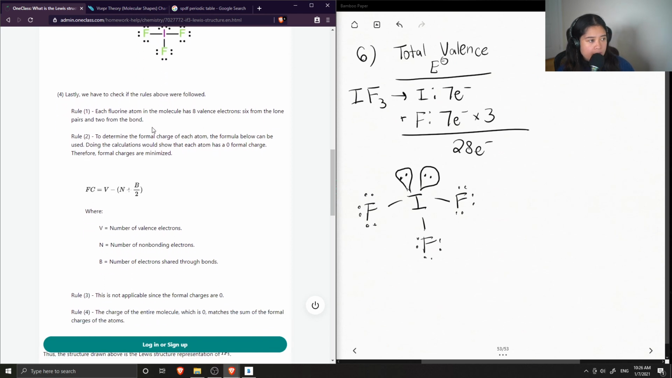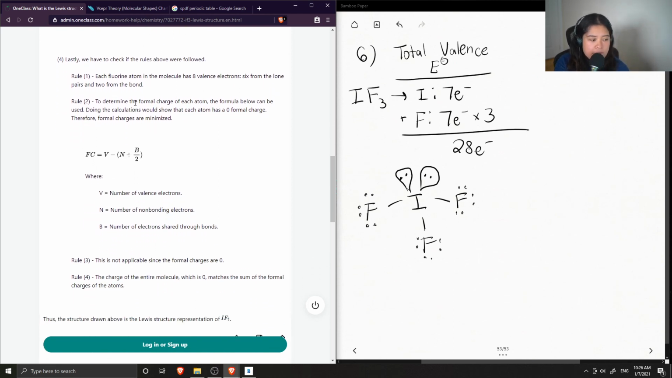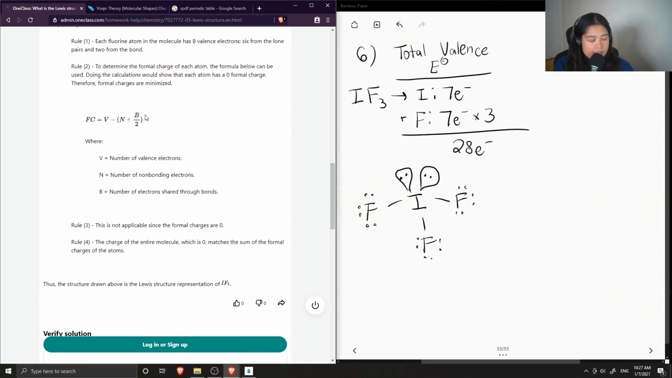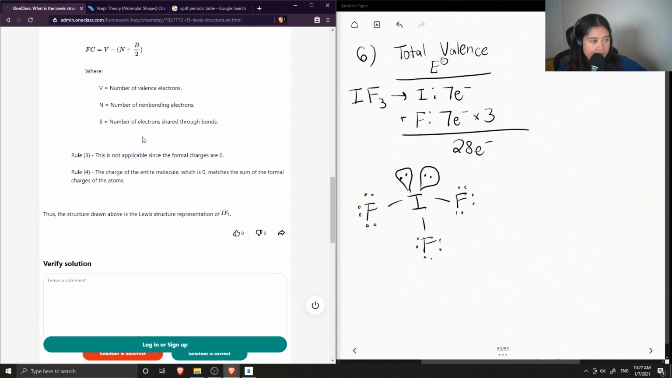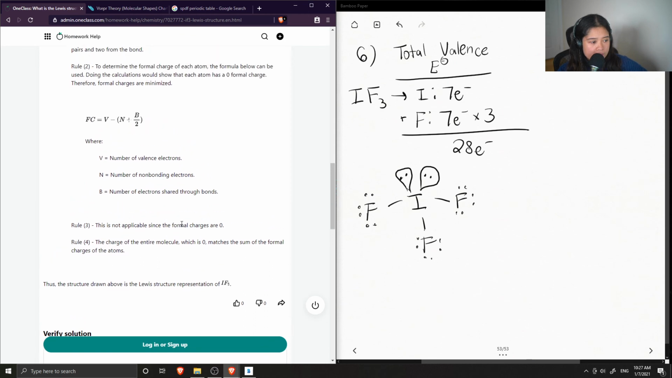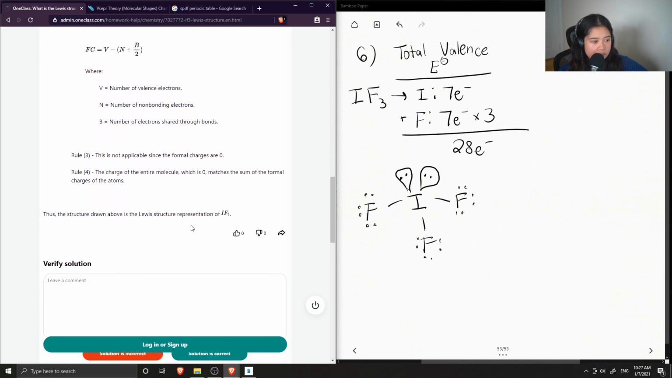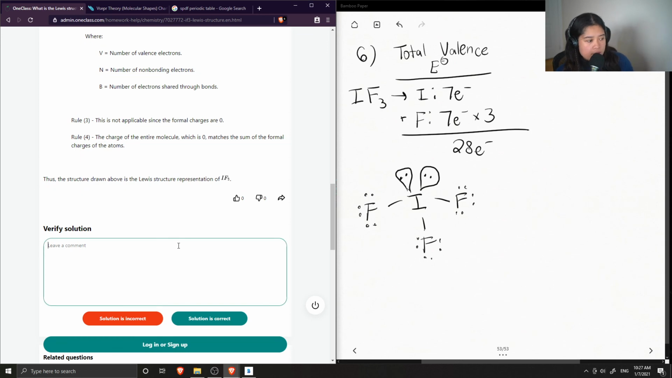Okay, so lastly, they calculate formal charge, which is also a good practice as well. So the equation for formal charge is equal to the number of valence electrons minus the number of non-bonding electrons minus the bonding electrons in the molecule divided by 2. So rule 3, all formal charges are 0. So this solution is correct.